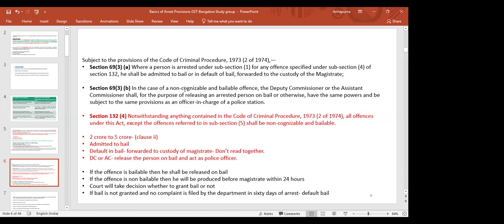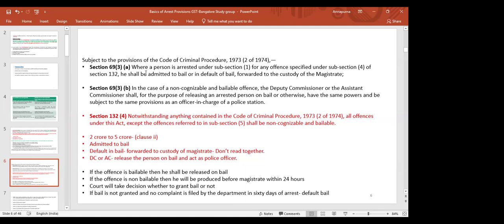And the second aspect is, in case of this bailable offense, the deputy commissioner or assistant commissioner will be acting as a police officer for releasing an arrested person on bail, and he will have the same powers as an officer in charge of a police station. So this is what 69(3)(a) says.